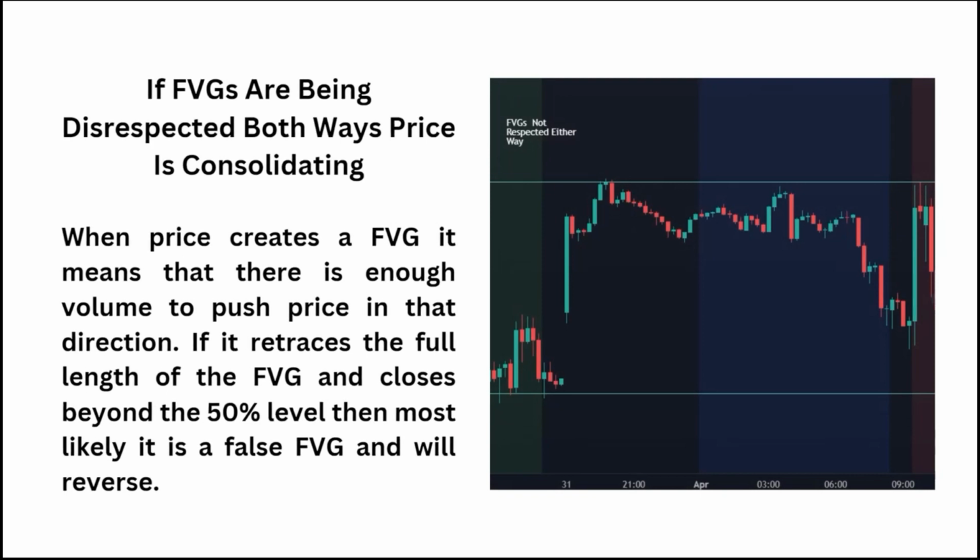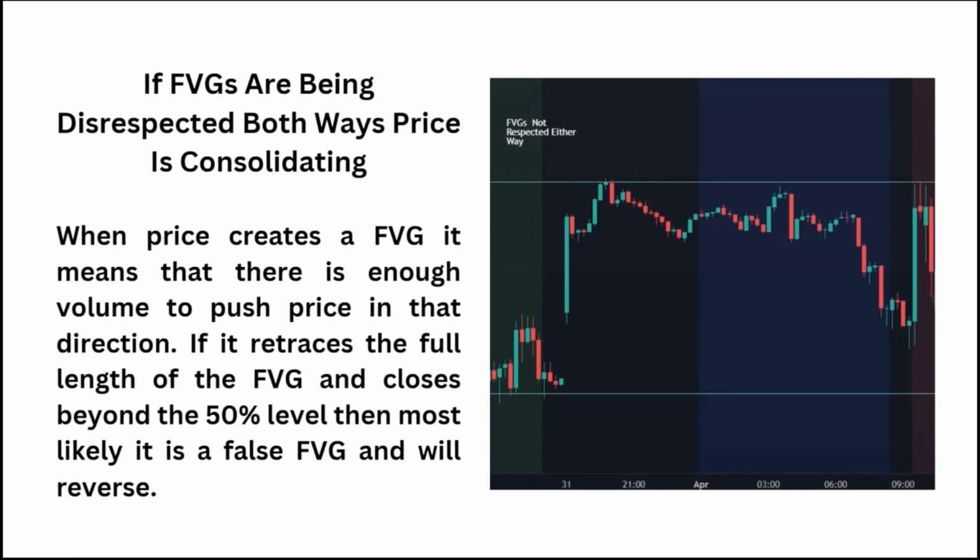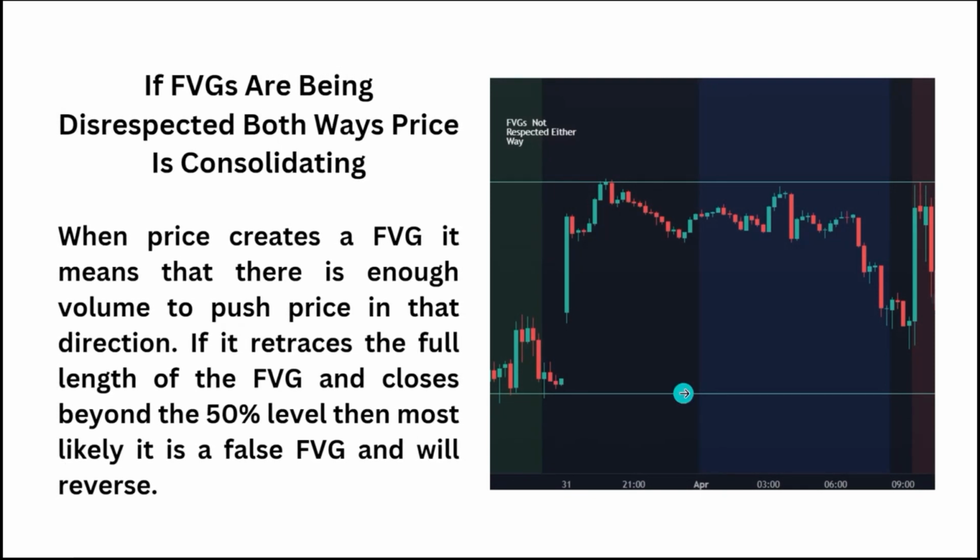If fair value gaps are being disrespected both ways, price is consolidating. So when price creates a fair value gap, it means that there is enough volume to push price in that direction. If it retraces the full length of the fair value gap and closes beyond the 50% level, then most likely it is a false fair value gap and will reverse.